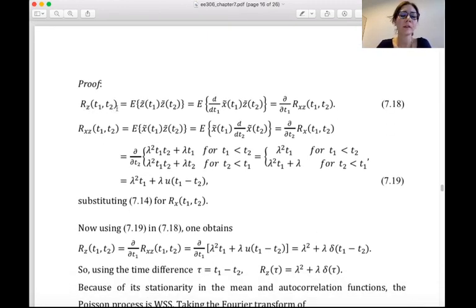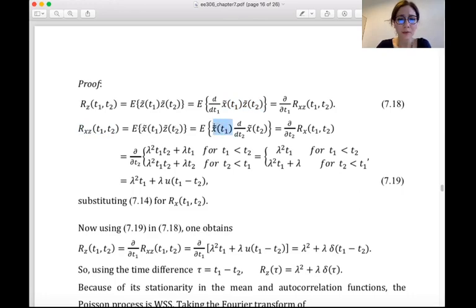So Rz of T1, T2: start with the definition, Z of T1 times Z of T2, but Z of T1 is the derivative of X of T1. So let's keep the second one as Z of T2. If you suppose that you can switch the places of the derivative and the expectation, you take the derivative outside, and you would be evaluating the expectation of this expression, which is the cross correlation of X and Z, evaluated at T1, T2. Now you look at the cross correlation of X and Z. This is nothing but the expectation of X of T1 times Z of T2.